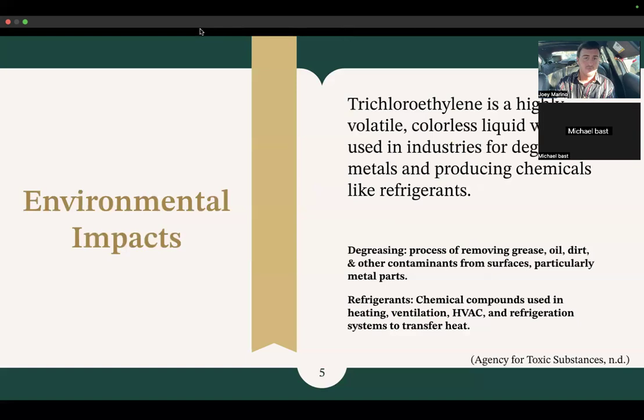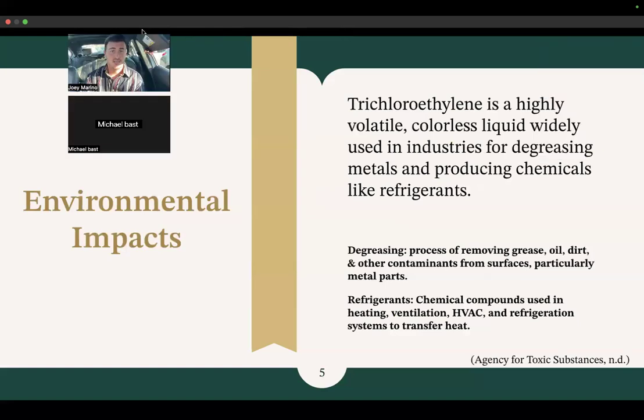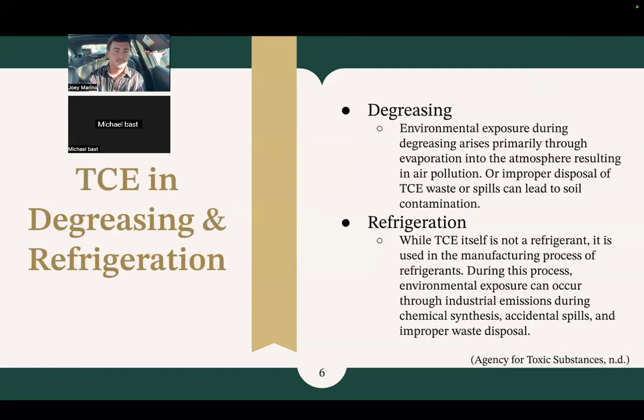Okay, so more of its environmental impacts. It's a highly volatile, colorless liquid widely used in industries for degreasing metals and producing chemicals like refrigerants. Degreasing is a process of removing grease, oil, dirt, and other contaminants from surfaces, particularly metal parts. And refrigerants are chemical compounds used in heating, ventilation, HVAC, and refrigeration systems to transfer heat.